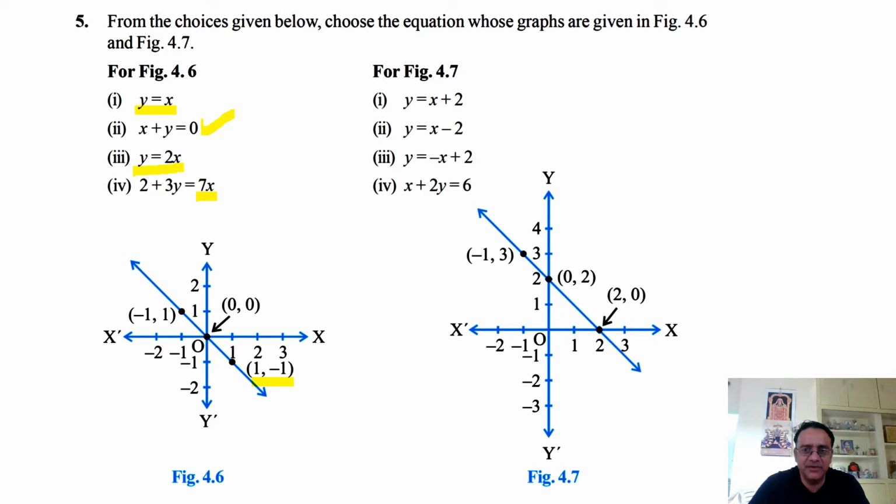So I will check for 0, 2, right? I will substitute y is equal to 0, right? I will substitute x is equal to 0. So let us start from here. If I substitute x is equal to 0, we'll get y is equal to 3. So this is not applicable. Now if I substitute x is equal to 0, then I will get y is equal to 2.